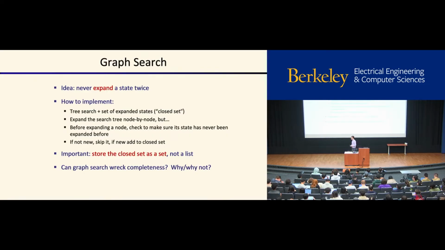Okay, so we should be thinking about this. We should be thinking like, okay, we're changing the algorithm. Is this going to have any consequences for the proofs that we already made, right? Can this wreck completeness? Are we definitely going to find solutions? Is it going to be optimal anymore? Like, how do we know? Let's look at an example.